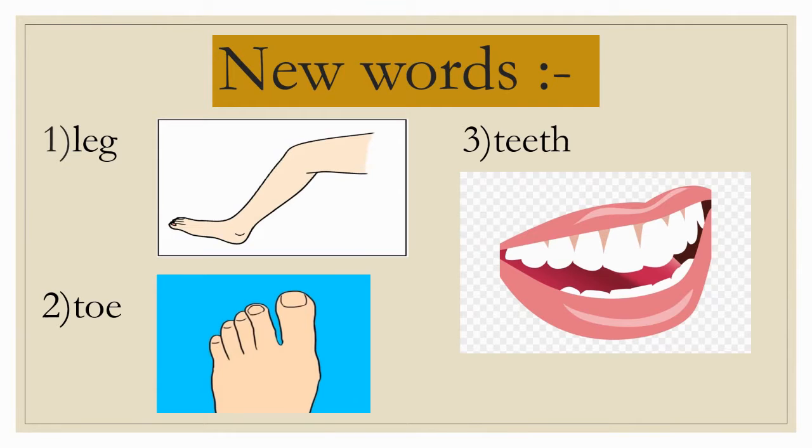Here are the new words. Leg. Repeat after me. Leg. Next is toe. Repeat. Toe. And the next new word is teeth. Repeat after me. Teeth. Now, you know the new words, so let's make sentences from these words.